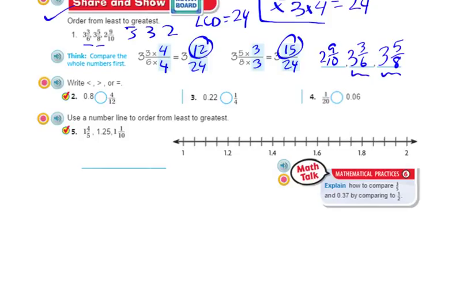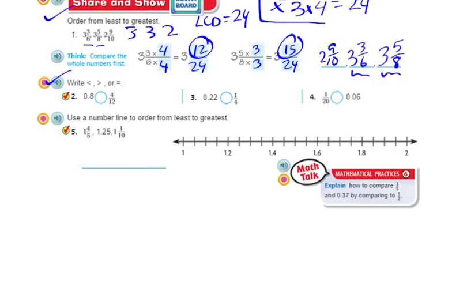All right, directions say write less than, greater than, or equal to. So now we're going to be comparing different forms of numbers. So this is where we're going to be looking at decimals and fractions, trying to decide which one's less than, which one's greater than, or maybe they're equal to. So we have a couple options here.